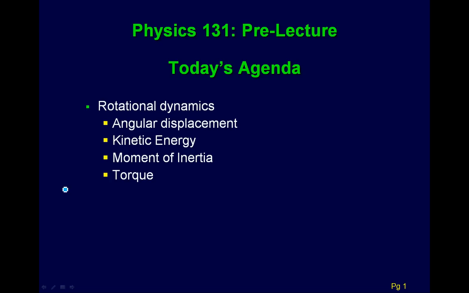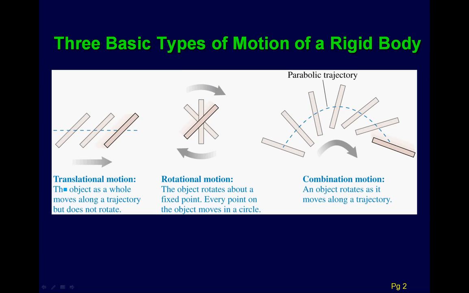We're going to spend the next 3 lectures talking about rotational dynamics and rotations. Now, up to this point, we've talked primarily about what we can call translational motion. So here we have a ruler or something, and in this picture, it's just moving translationally or linearly. And so the object as a whole moves along a trajectory, but it does not rotate.